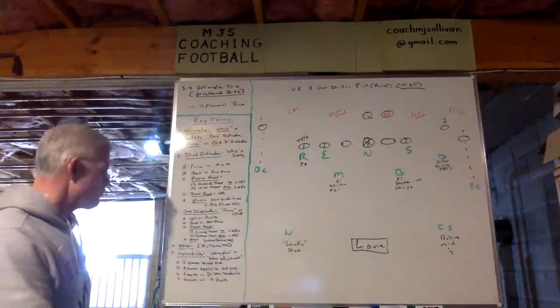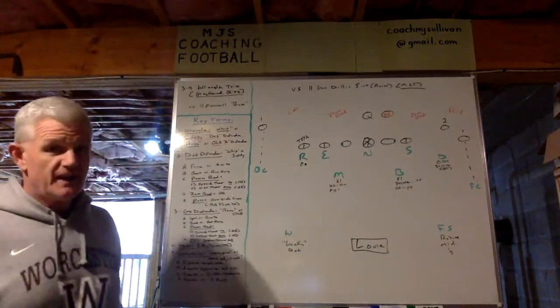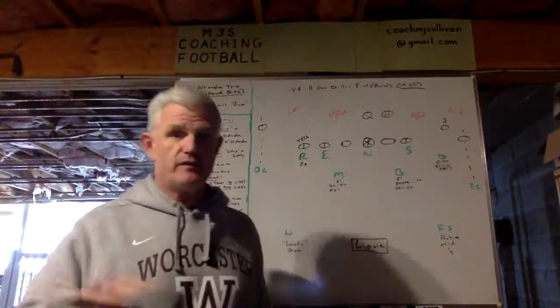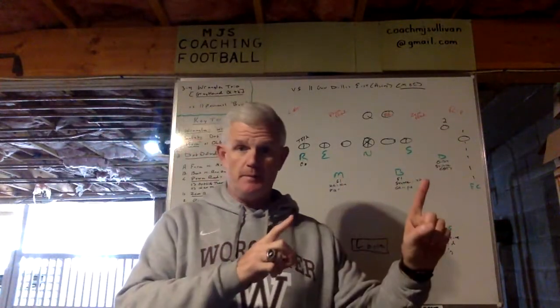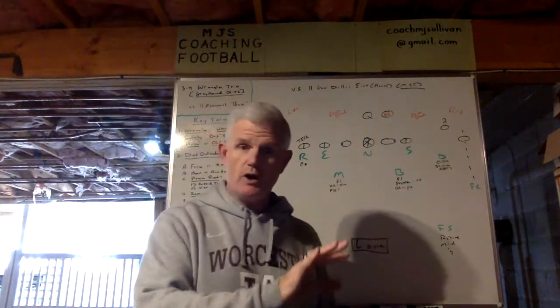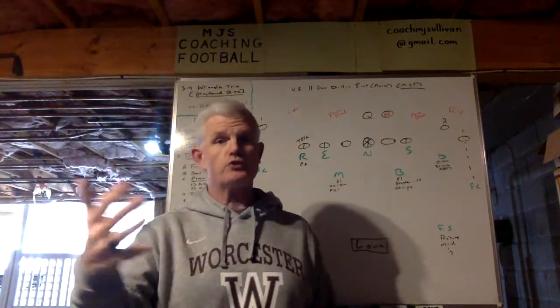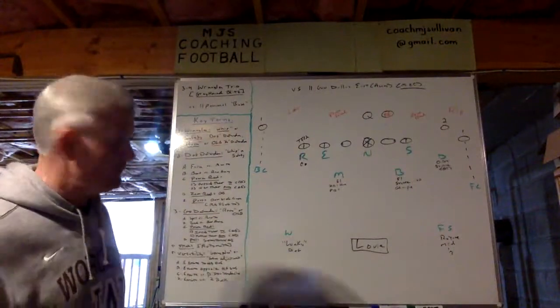Number four, the stick is usually a tag for us. In the Greyhound family, it's an automatic. The stick, automatic on the side of the call. We'll show you that when we get to the diagram portion.